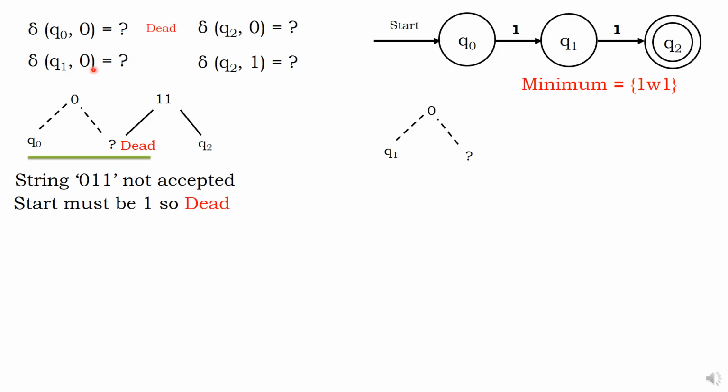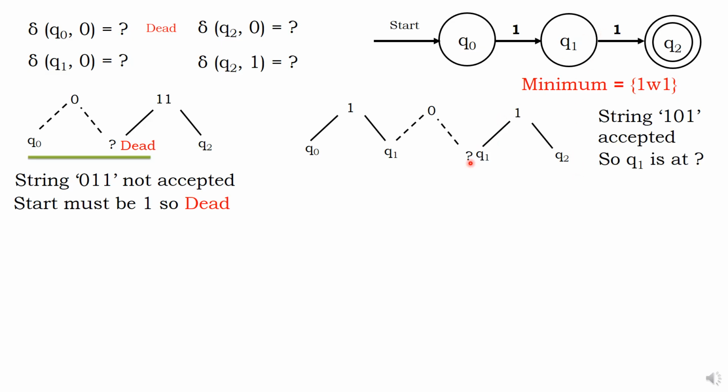Q1, 0, what happened? Who is before Q1? 1. Before that, Q0. Who is after Q1? 1. After that, it is Q2. Next, the whole string 1, 0, 1. Starting 1 accepted, ending 1 accepted. So, it is accepted. This 1 should be the last one. Next is Q2 available. Previous is 1. It should be Q1. So, obviously, the answer here also will be Q1.